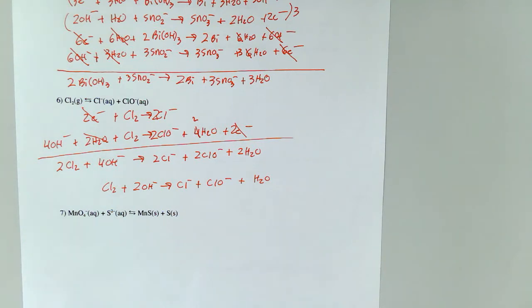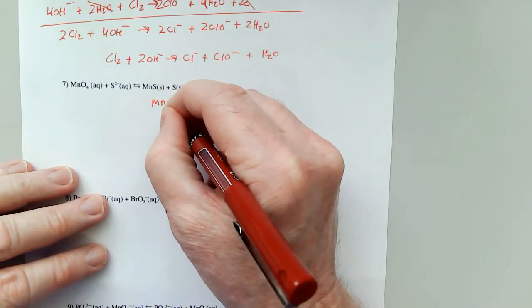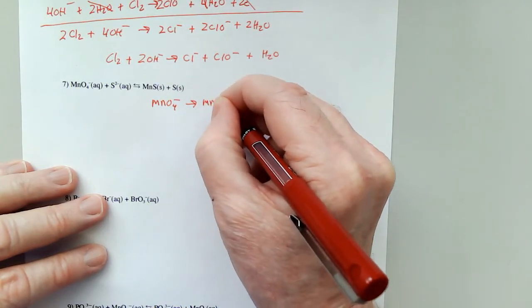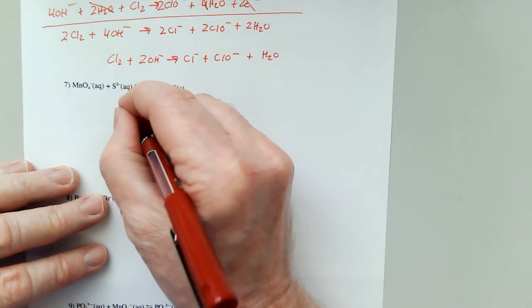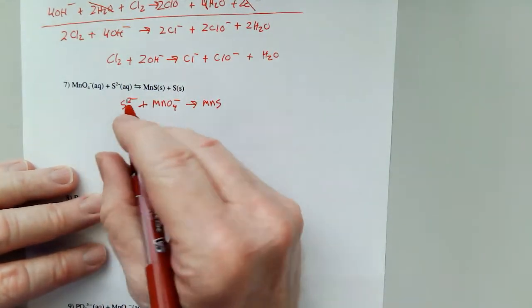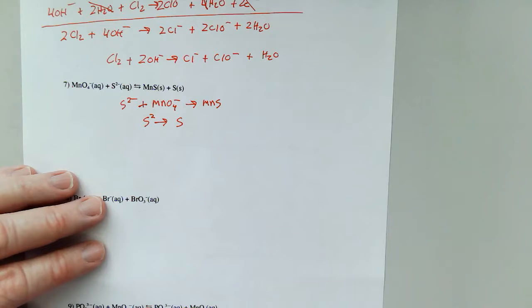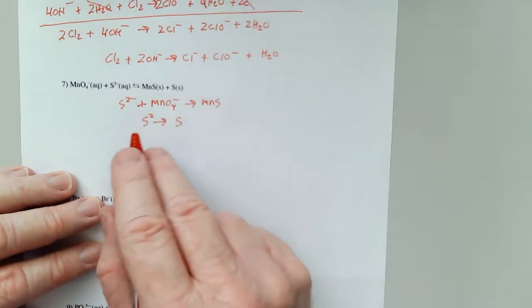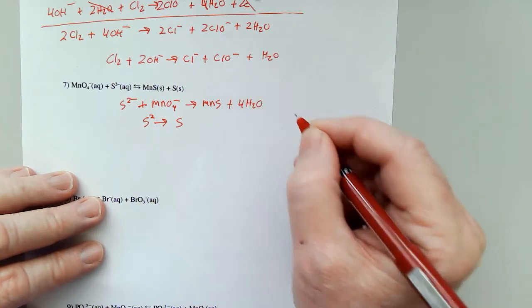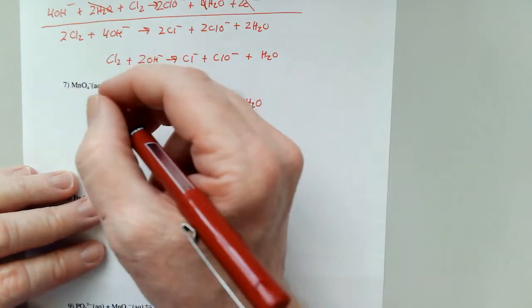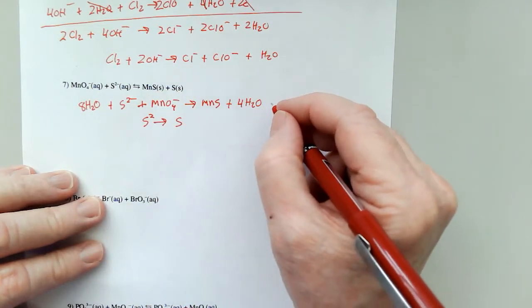All right, so now, number 7. MnO4 minus gives me MnS. I'm going to need sulfur, so I'm going to put in this S2 minus also. And then S2 minus goes to S as a solid. Cool. Manganese, manganese, sulfur, sulfur, sulfur, sulfur. So now the oxygens. 4 oxygens, so I add 4 waters. 2 times 4 is 8. So I'm going to add 8 waters and 8 hydroxides.